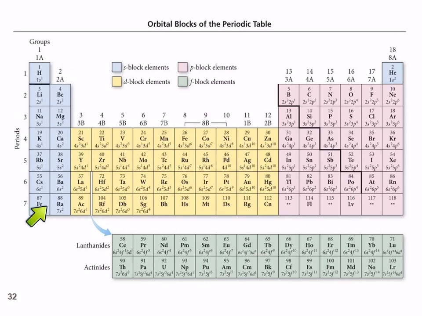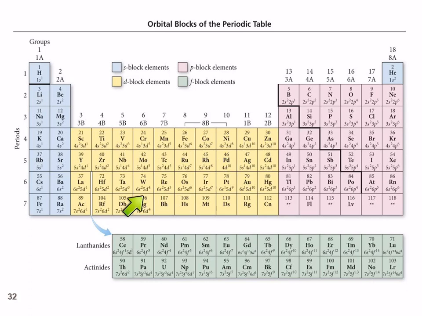But these are filling the S block. This is the P block. How many electrons can the P subshell hold? 6. 1, 2, 3, 4, 5, 6.